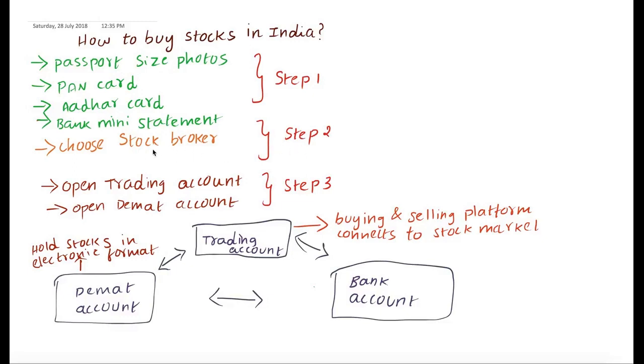And the second step is you need to choose the best stockbroker for your use case. It varies from person to person. For example, for my use case, the stockbroker would be some X person, and similarly for your use case, the stockbroker would be the same X person, or it can be some Y person. So you need to choose the best stockbroker.